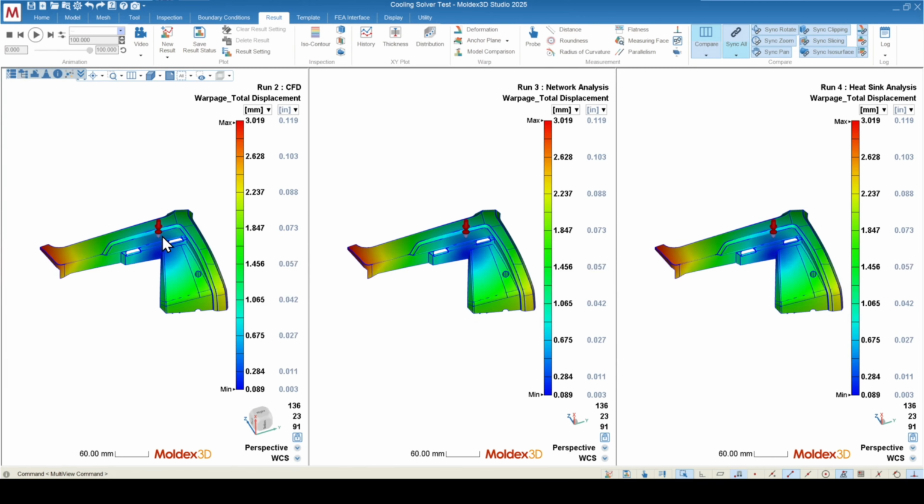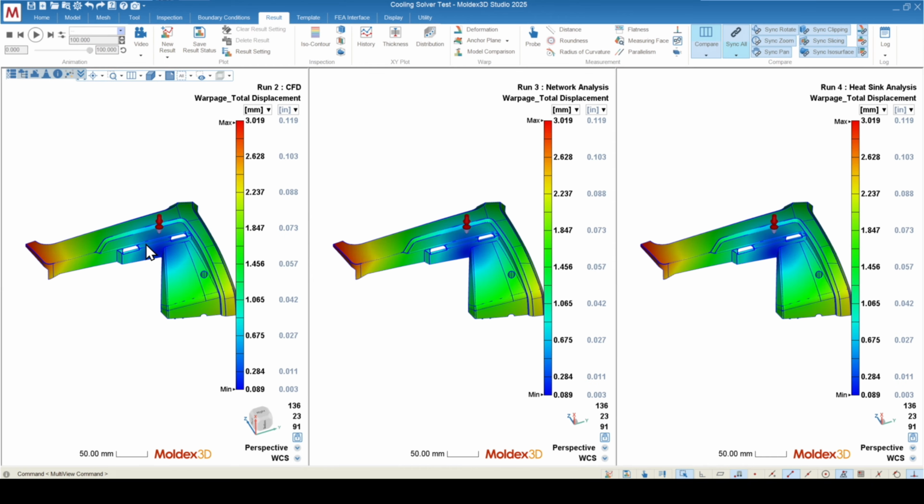And actually, as it turns out, the warpage is pretty much exactly the same between all three of these analyses. So you can see the maximum on each of these scales, although they're slightly different, very slightly different, they are pretty much exactly the same.